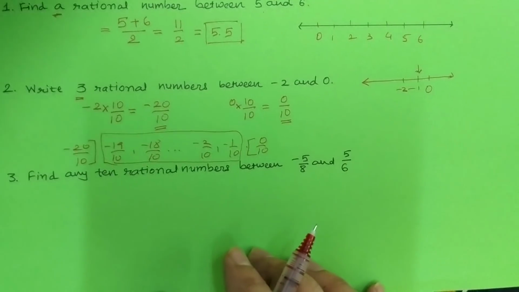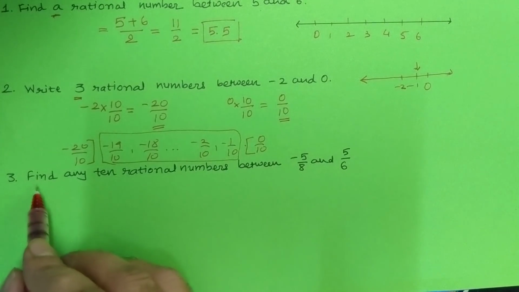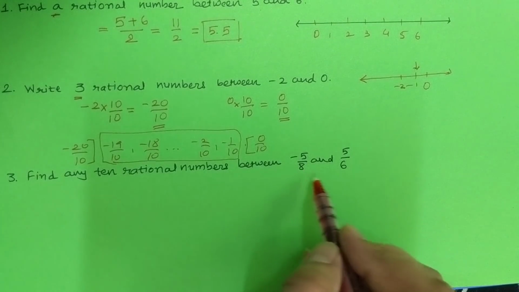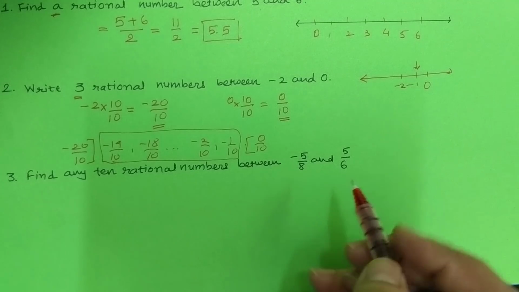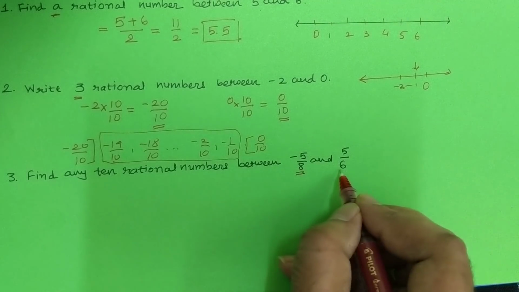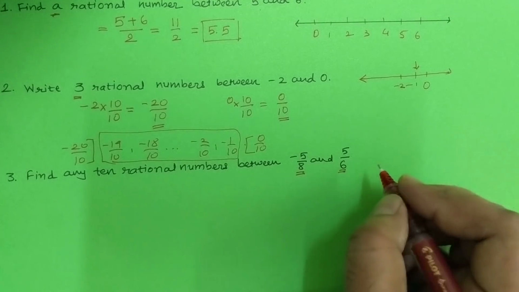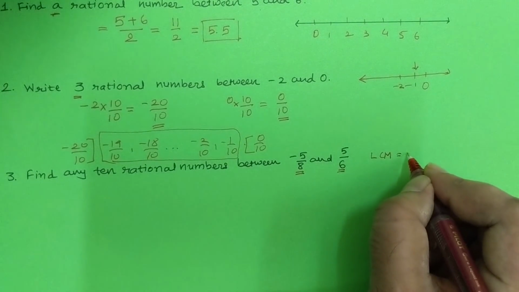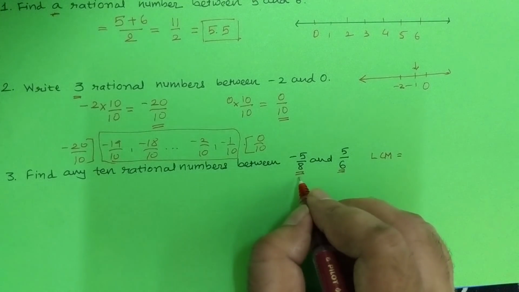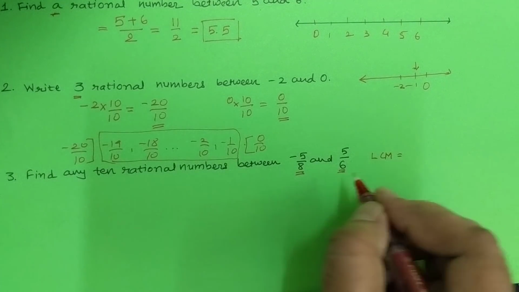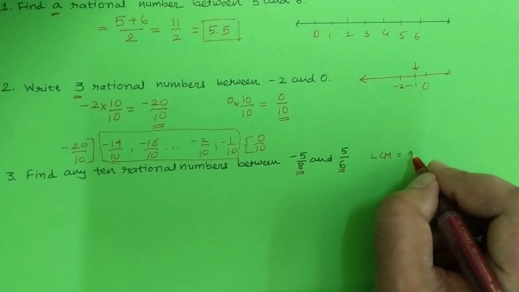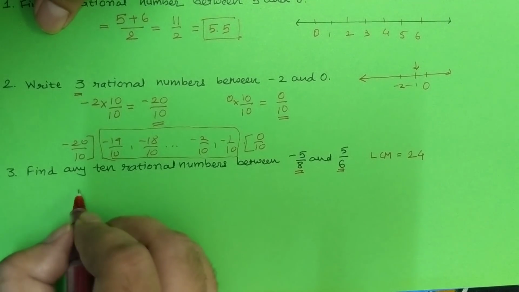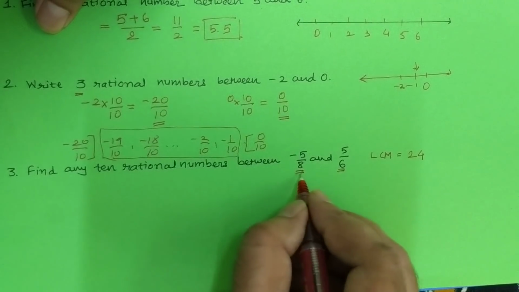In the same way, if we want to find the 10 rational numbers between minus 5 by 8 and 5 by 6, so first of all we will have to equalize the denominators. So as we all know, what is the LCM of 8 and 6? Then what is the LCM of 8 and 6? Yes, the LCM of 8 and 6 is 24. So first of all we will equalize the denominators.